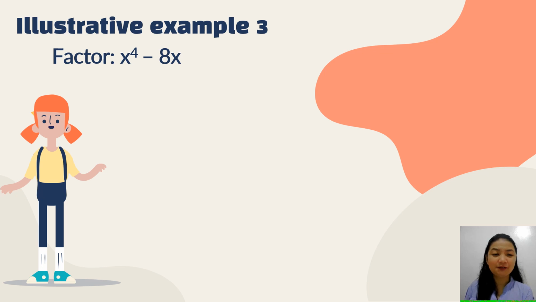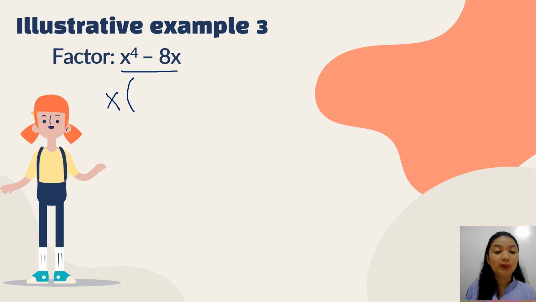How can we get the factor of x to the 4th minus 8x? Previously, we have the common monomial factoring. In common monomial factoring, it can be seen that x is actually a common factor of the binomial term. So first, let us have the common factor, which is x.